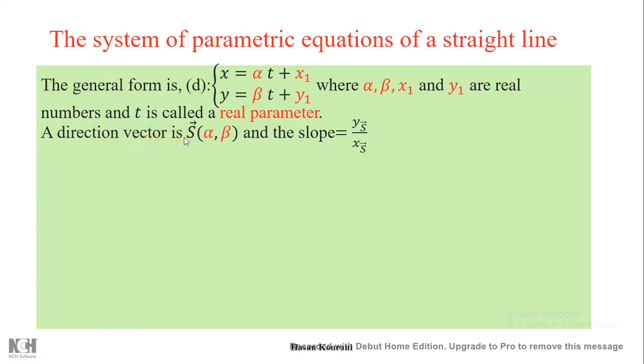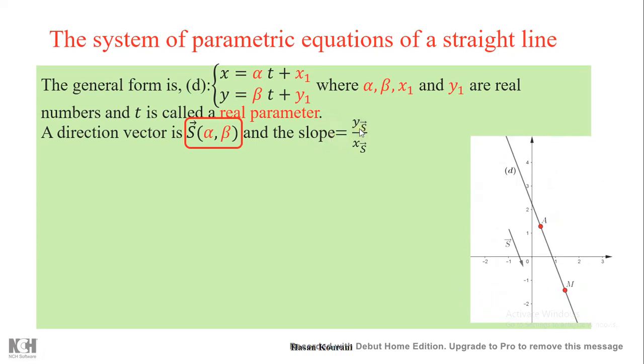A direction vector of this straight line, as a rule, is s of alpha, beta, where alpha is the coefficient of t in the x equation and beta is the coefficient of t in the y equation. And the slope will be, as in the previous case, the ordinate of the direction vector over the abscissa of the direction vector. Okay, what about x1 and y1? In fact, x1 and y1 will be the coordinates of a certain given point on the straight line, and alpha, beta represent the coordinates of a direction vector.